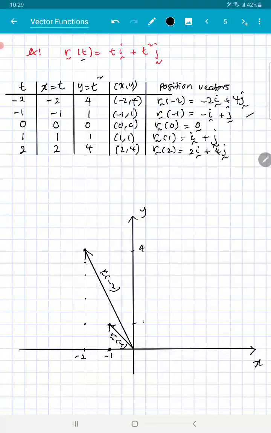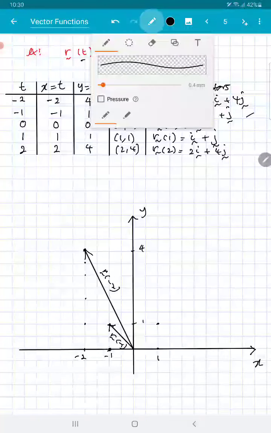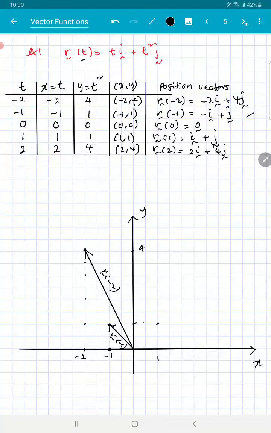Alright, when t is 0, we start from the origin and then it doesn't move anywhere because at t = 0 we have a zero vector, so it just stays at the origin. And then when t is 1, we have 1i plus 1j. So from the origin, you move 1 unit to the right and then 1 unit up, and then you just draw a vector from the origin. So that would be the position vector when t is 1.